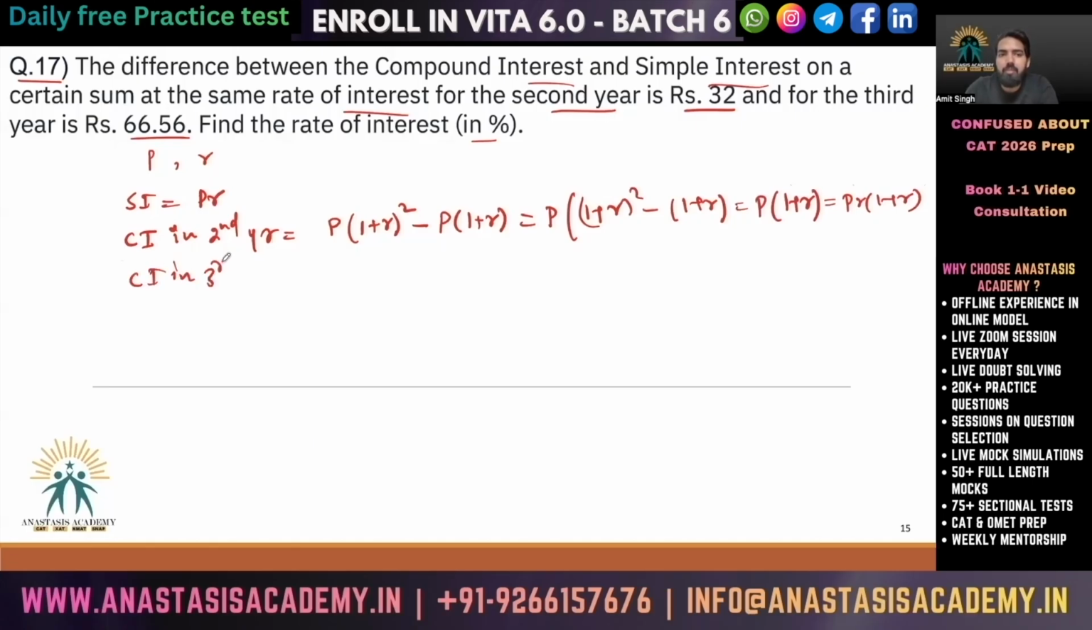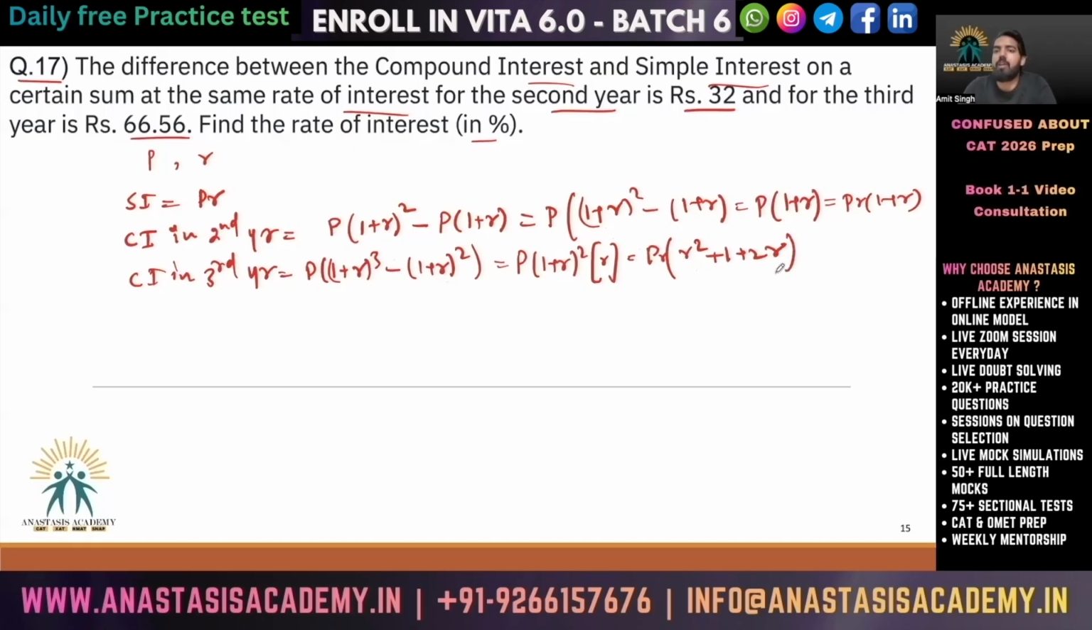Compound interest in third year would be P times (1 plus R) whole cube minus (1 plus R) whole square, right? If I take P times (1 plus R) whole square common, I'm left with 1 plus R minus 1, and that is only R, right? So it would be P times R times, this is R square plus 1 plus 2R. PR into (R square plus 1 plus 2R).